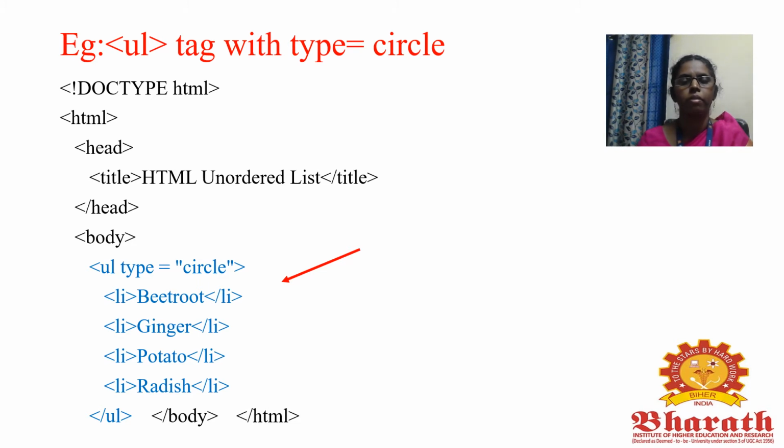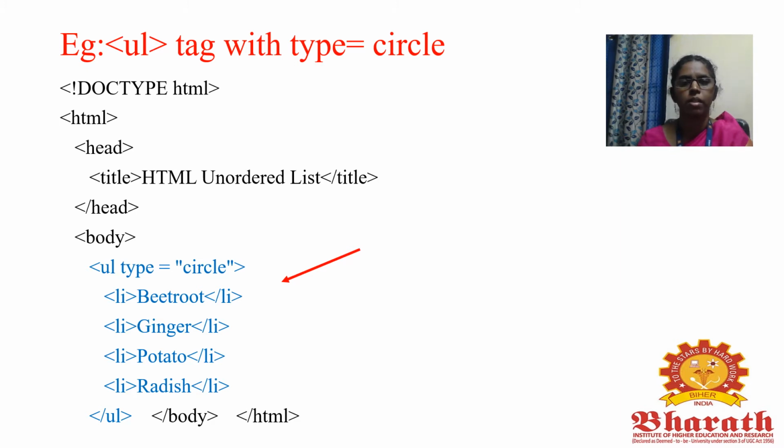Then the second part of the HTML is nothing but a body. Within the body, we have to specify type is equal to circle. So within the UL tag, we have to specify the type is equal to circle. Then we have to mention all the list items such as beetroot, ginger, potato, radish using the LI tag. Then we have to close.